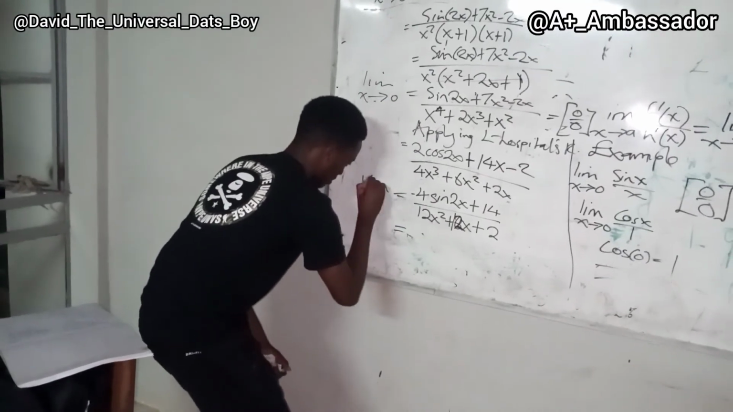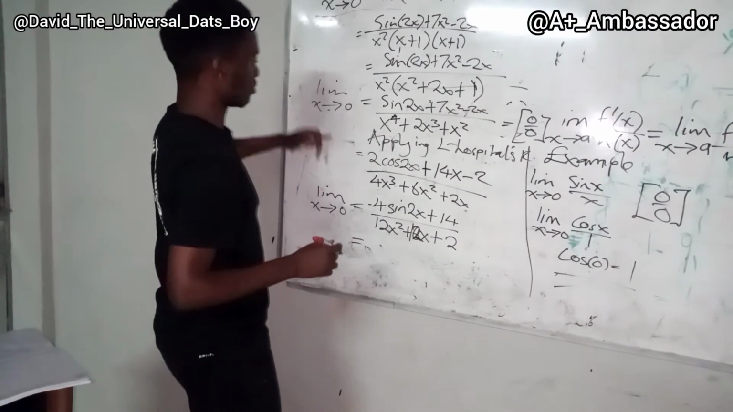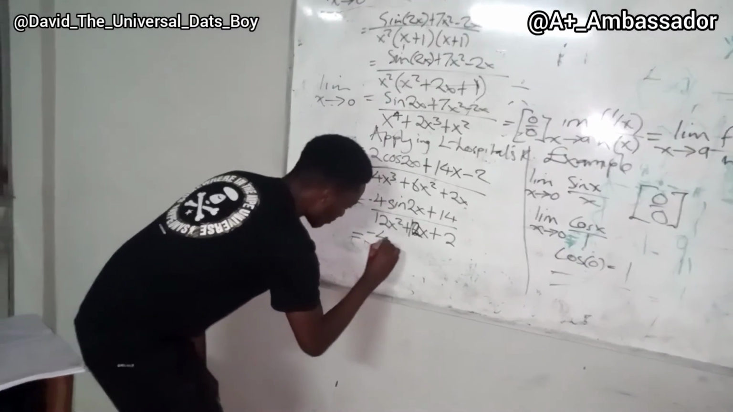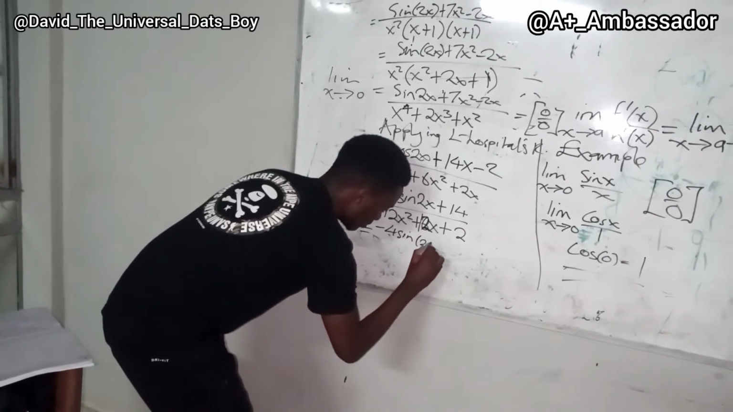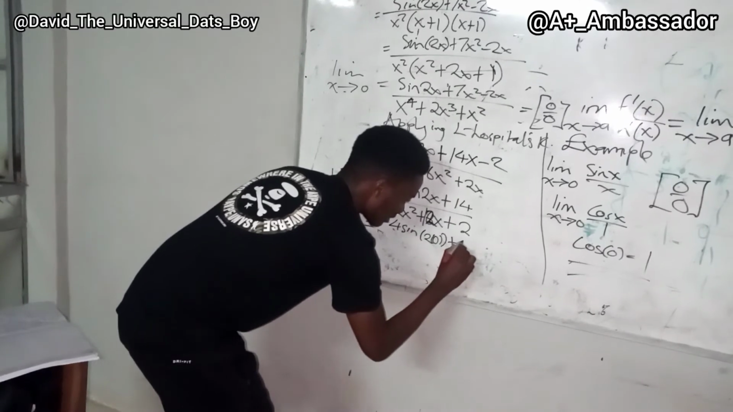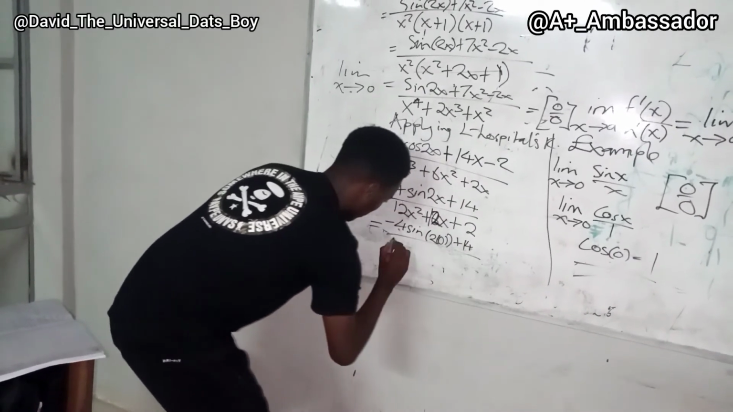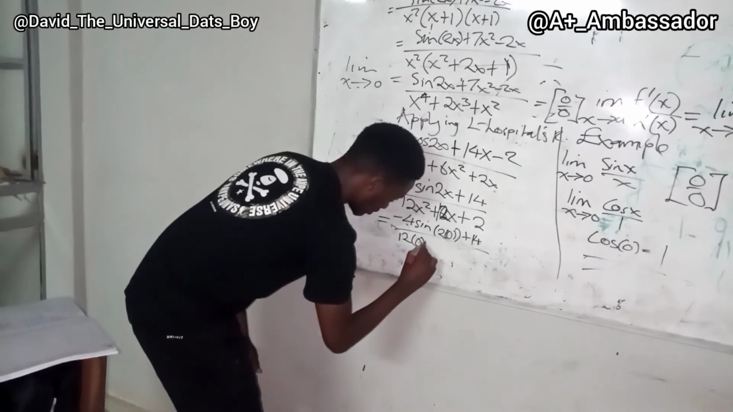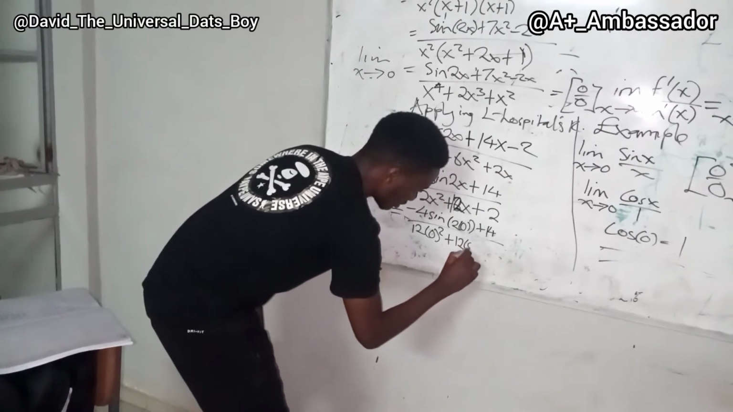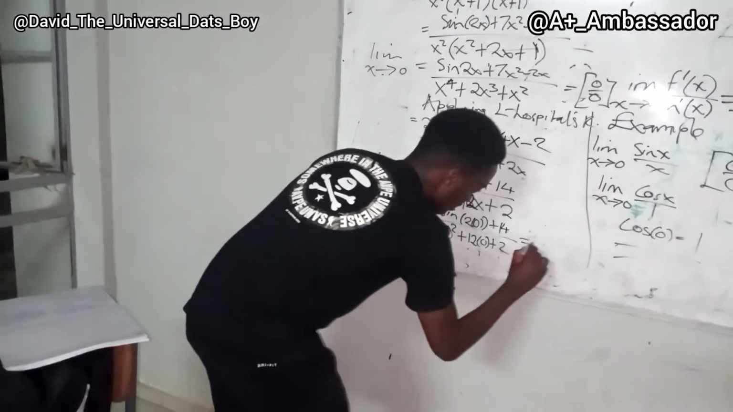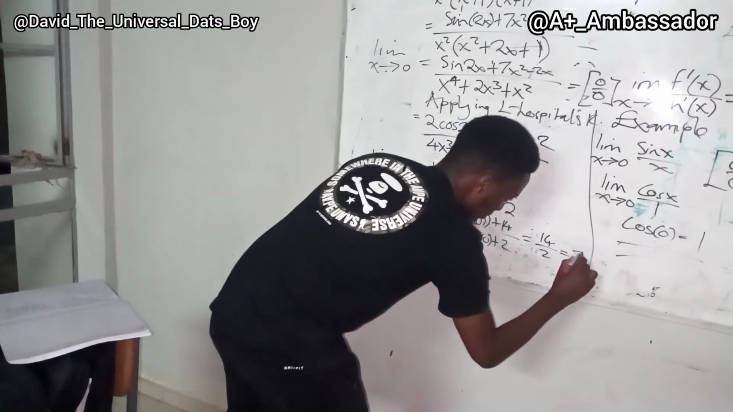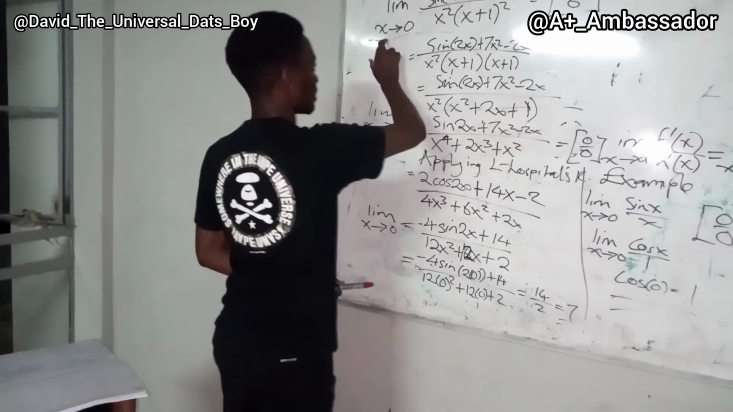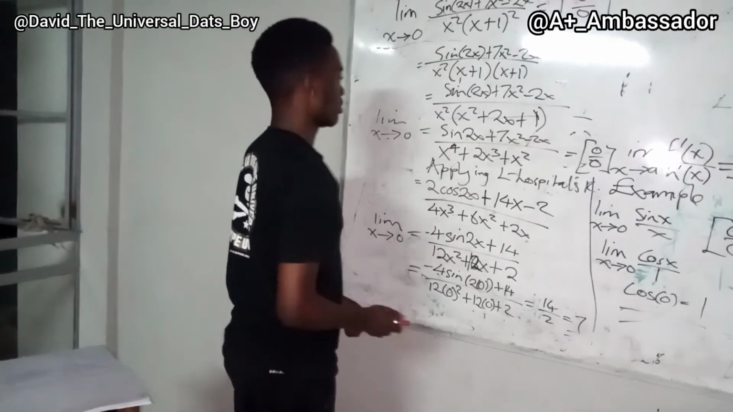This is the limit, and I'm only forgetting to put the limits to make this video as short as possible, but you have to remember to always put them. So when you evaluate the limit now, you're going to have negative 4 sine 2 times 0 plus 14 over 12 times 0 squared plus 12 times 0 plus 2, which is equal to 14 over 2, which is equal to 7. And that's your answer. You've evaluated the limit of all these quotients as x approaches 0 using L'Hopital's rule.